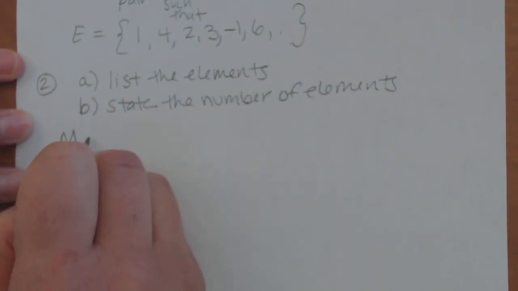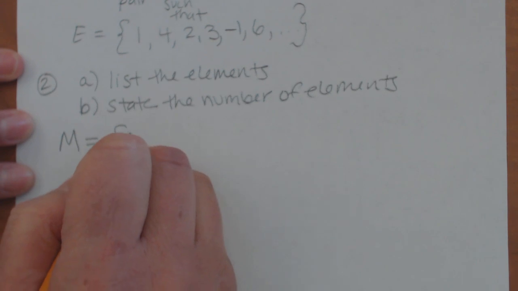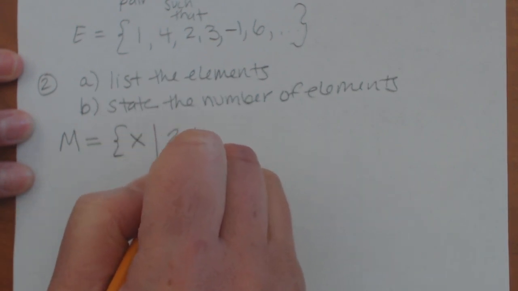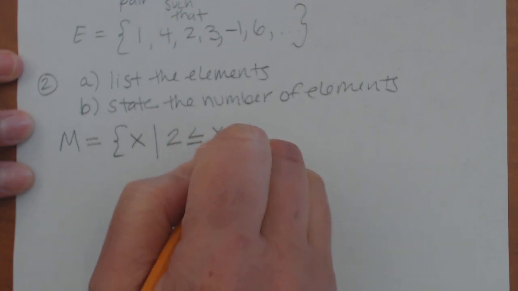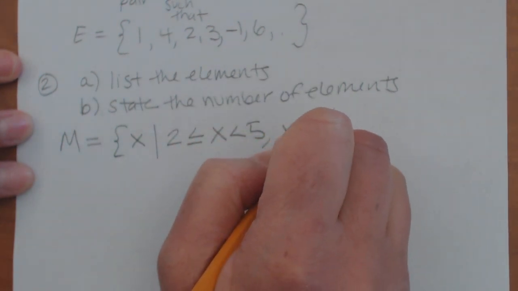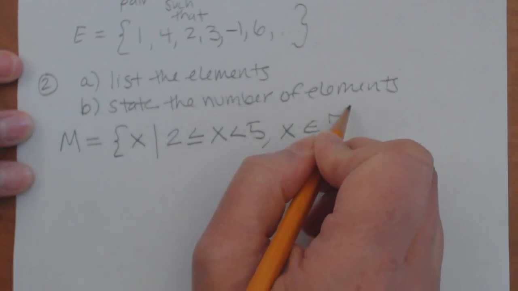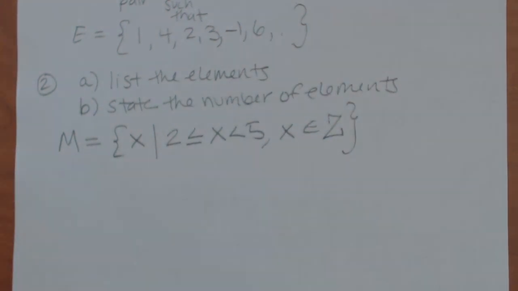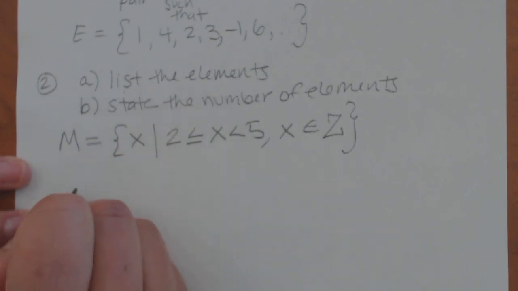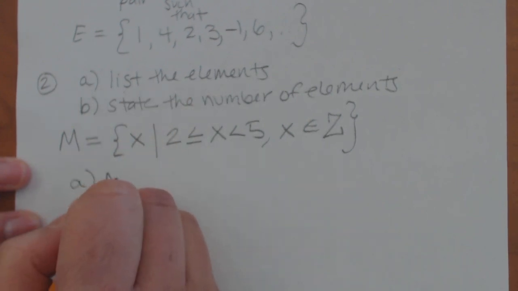So we have set M, X such that 2 is less than or equal to X, which is less than 5, and our elements are going to be, you guessed it, integers. Okay, so what we have to do is first list the elements that are going to be in that set. Okay, so let's do part A.